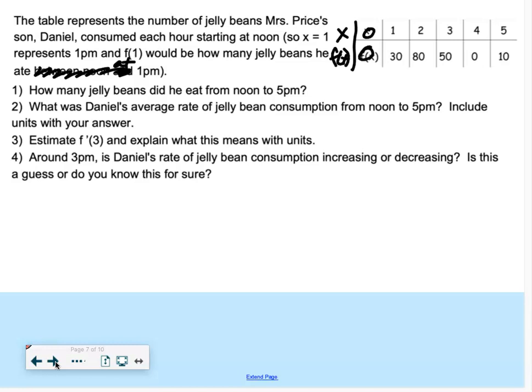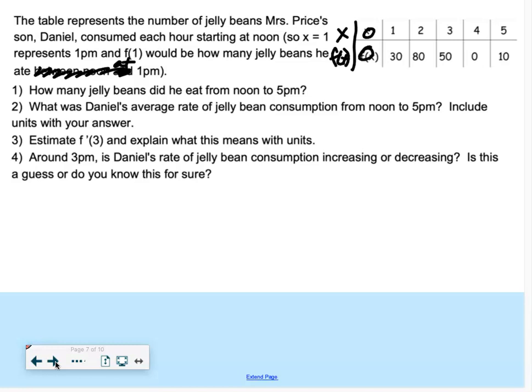At 3 p.m., 50 more jelly beans. At 4 p.m., he was probably sick then, he didn't eat any. At 5 p.m., he managed to get 10 more down. So my first question to you is how many jelly beans did he eat from noon to 5? So what do you think we should do?